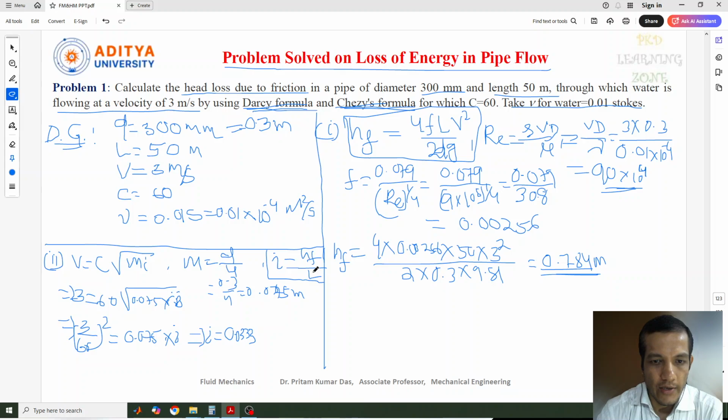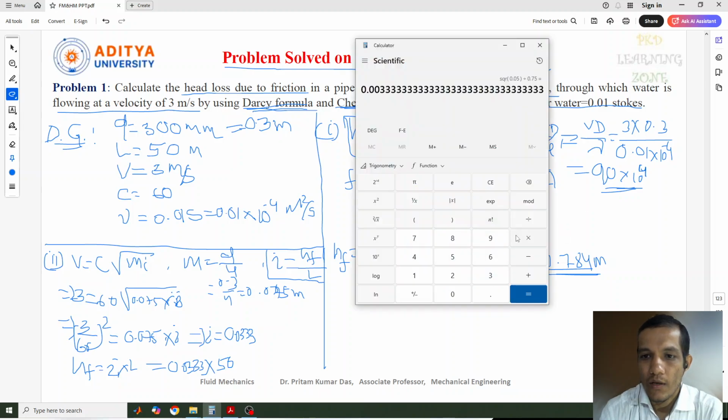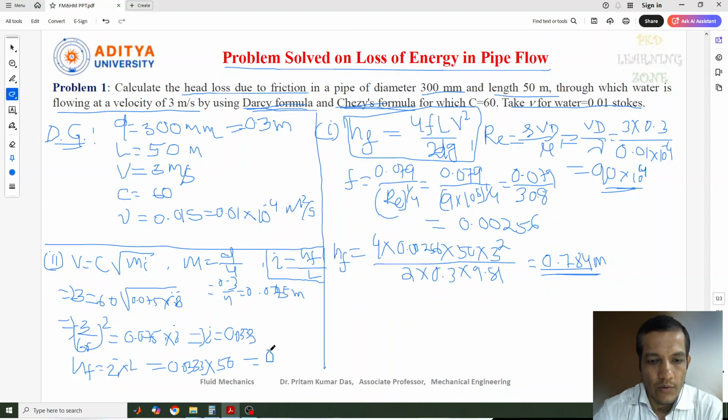Now the next thing is we need to find out the head loss. So head loss equal to I into L. I we just calculated as 0.0333, into 50. Just multiply by 50 and you get 0.166 meter. So this is the head loss due to friction in the pipe by using Chezy's formula.